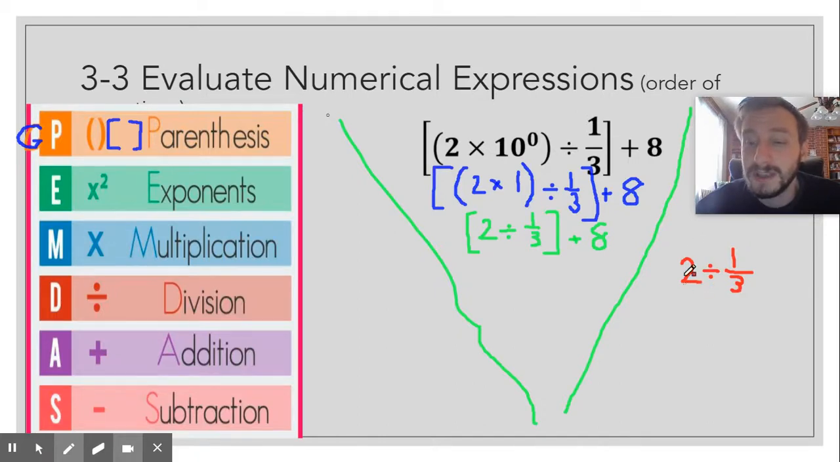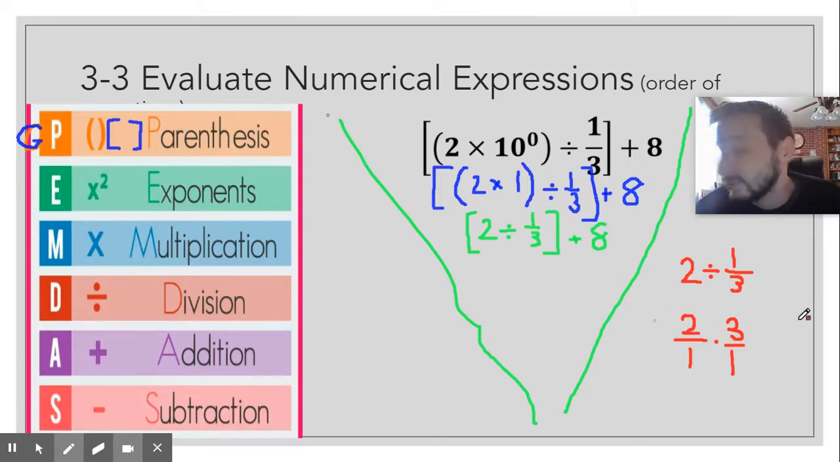But I'm just going to do the keep, change, flip. Keep 2 the same. So I'm just going to write 2 over 1. Change division to multiplication. And the reciprocal of 1/3 is 3 over 1. And then multiplying fractions just straight across. 2 times 3 is 6. 1 times 1 is 1. So my answer here is just 6. And bring down the last step, plus 8.